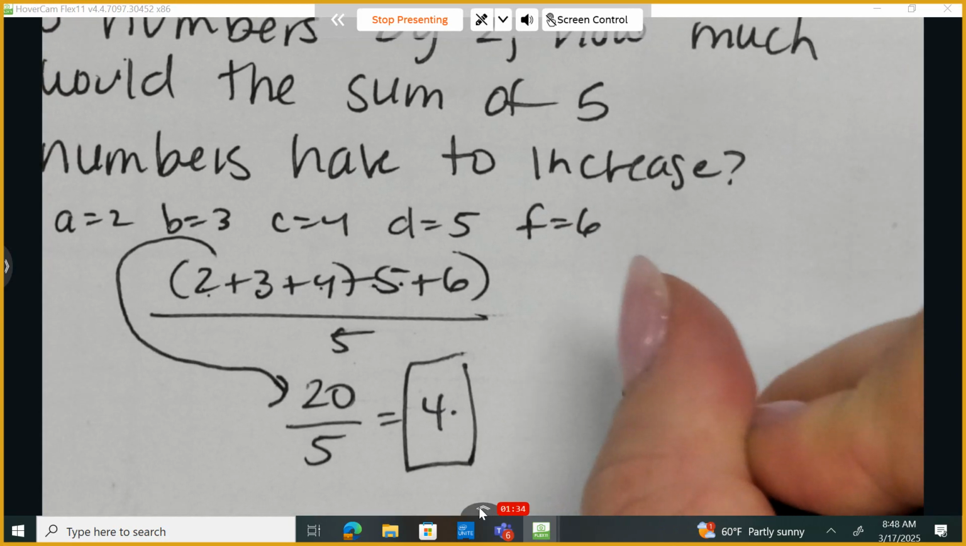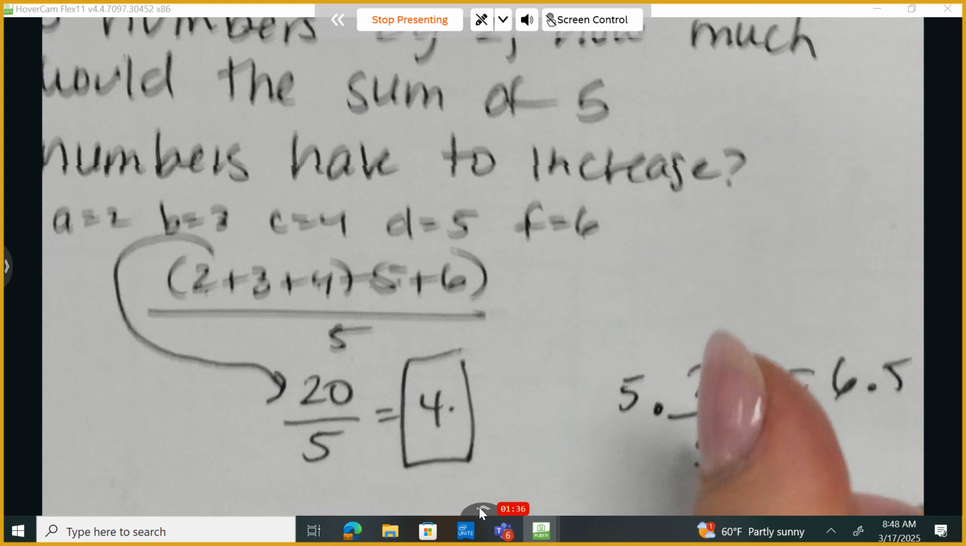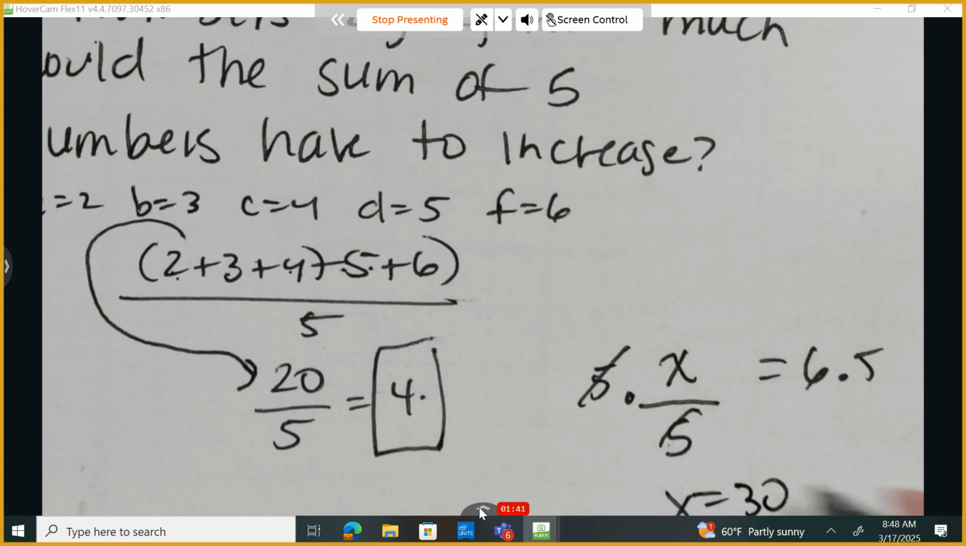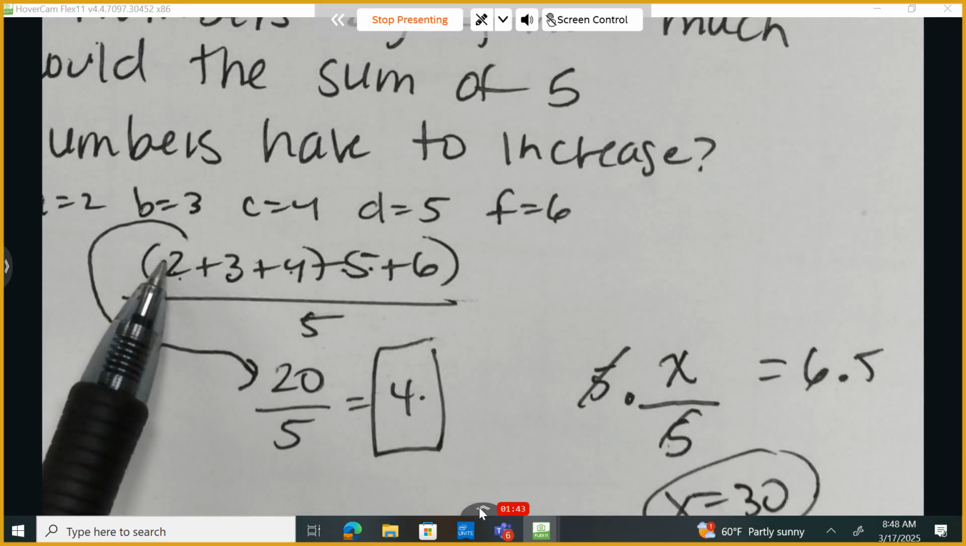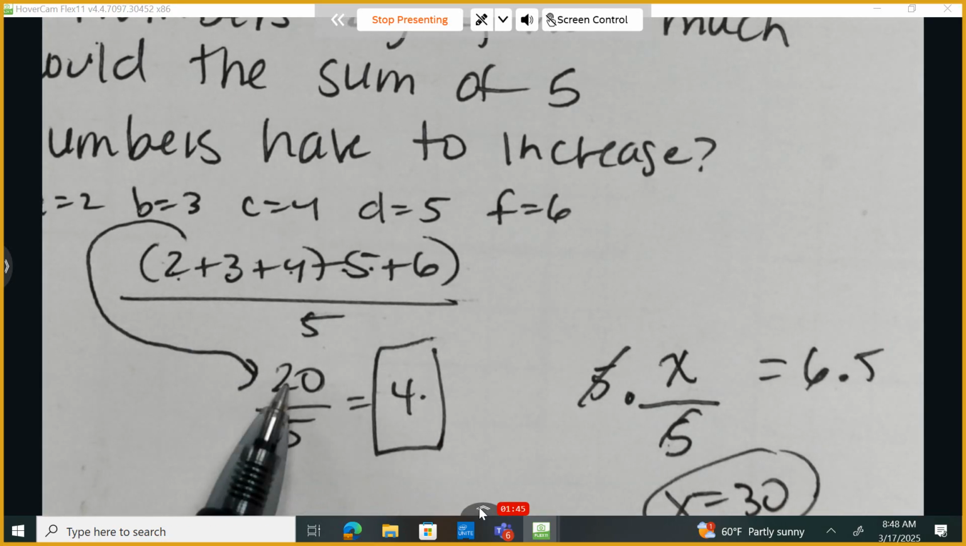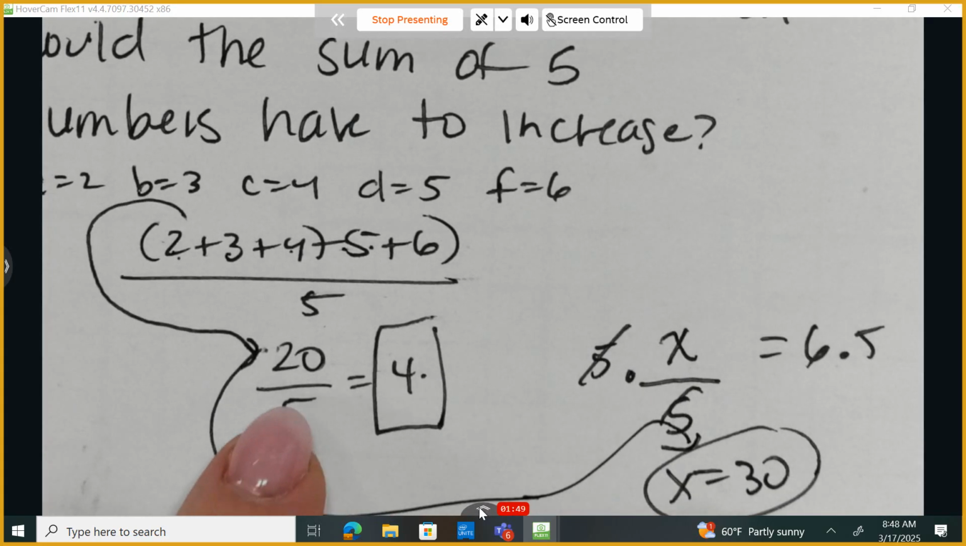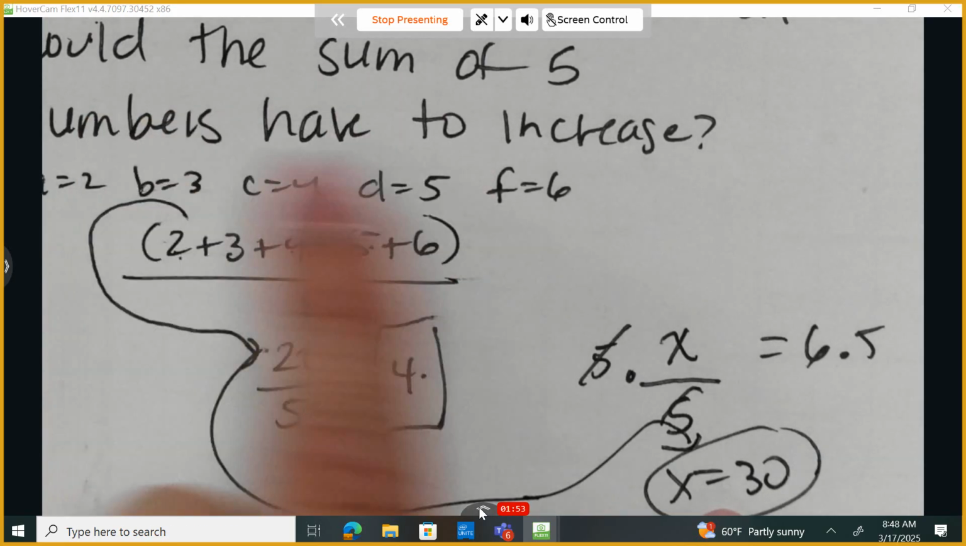Some of you can just do mental math. Others will multiply both sides by 5. Opposite of dividing by 5 is multiplying by 5. And X equals 30. Okay, so remember the original sum of the 5 numbers was 20. And now it is 30. So we had to increase by 10. So the sum would have to increase by how much?